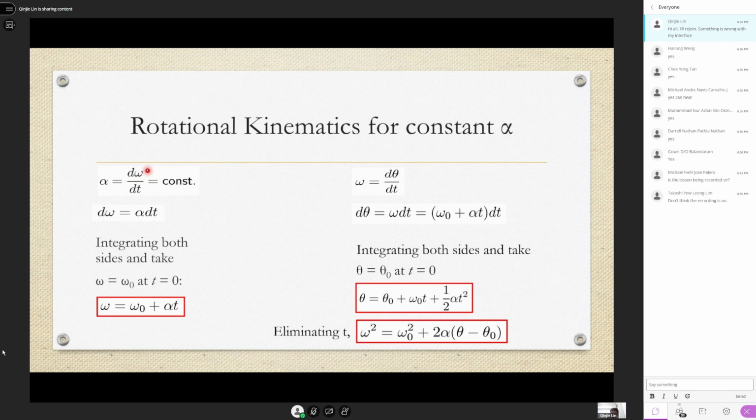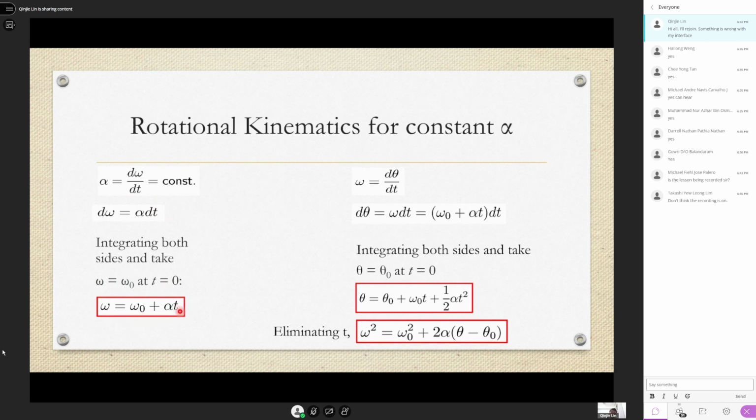Angular acceleration, basically you differentiate your angular velocity. Then you can shift things around. You get something like this: d something on the left, and d something on the right. In this manner, you can integrate this. Then you set some boundary conditions. You let omega equal omega naught at the starting time. What will you get? You will get something like this: omega equals omega naught plus alpha t.